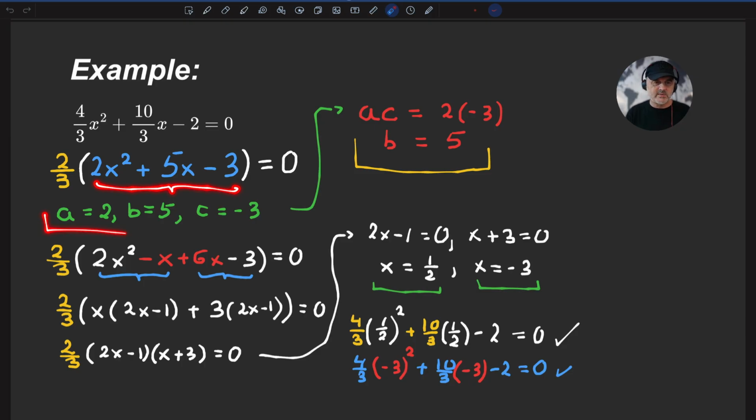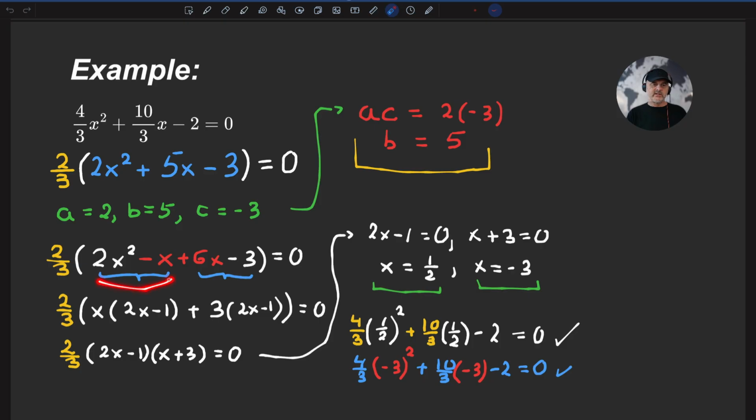So same strategy. Product is equal to 2 times -3. The sum is equal to +5. Find two numbers. Keep in mind that that common factor 2/3 stays with us every single step of the way. You're showing it that it doesn't disappear. So decomposition, quick split 5 into -x plus +6x. And you have two groups of 2, ta-da, and then you factor each group.